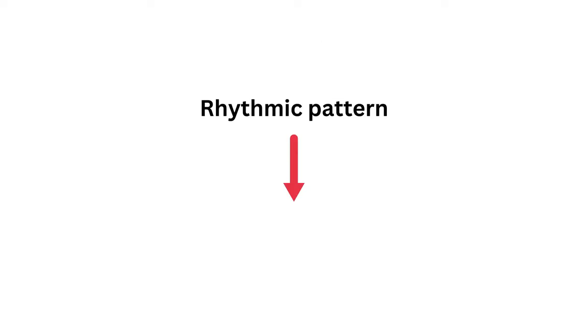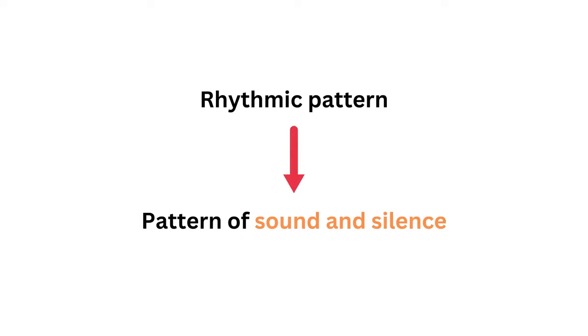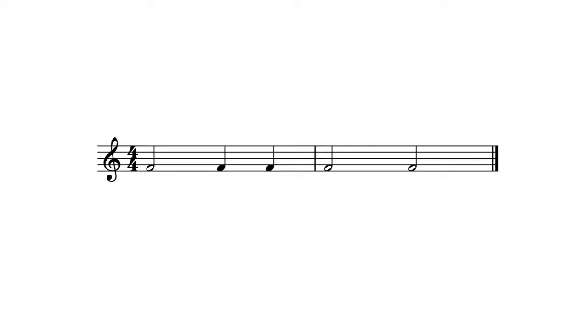Let's discuss rhythmic patterns now. It is a pattern of sound and silence, which is created by combining different note values. For example, you can create a simple rhythmic pattern made up of minims and crotchets, and presents like this. Let's listen to how the sound is.